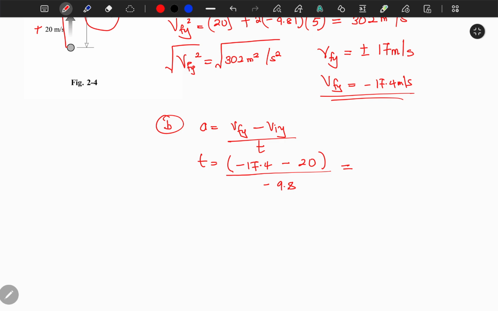Right. Let's now do the calculations. I think here you'll be getting negative 37.4, over negative 9.8. All right, so I end up getting 3.8 seconds.